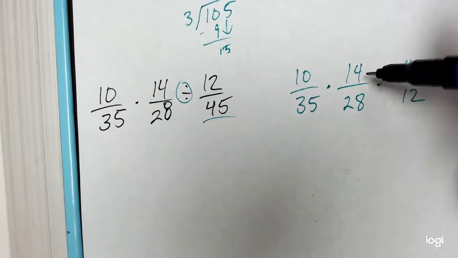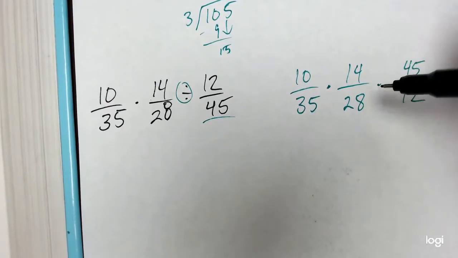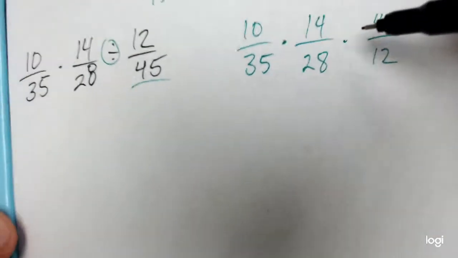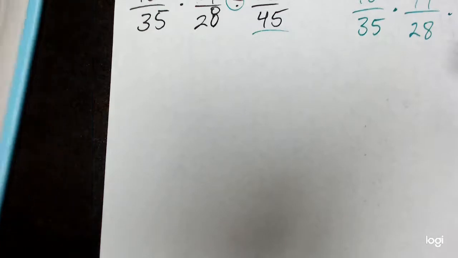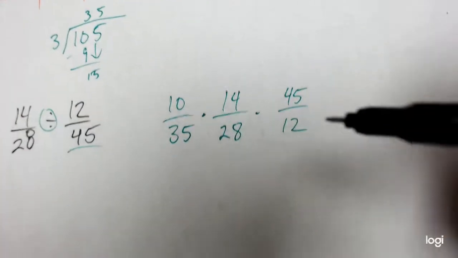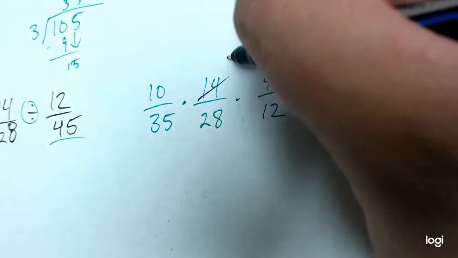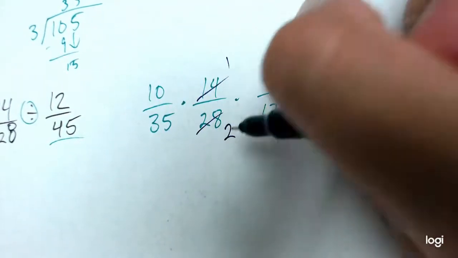Now the first thing I notice right now is that 14 and 28, they go into each other evenly. In fact, 14 goes into 28 exactly 2 times. Oops, got to resituate my camera here. So I can cancel that 14. It'll go once. 28 will become 2.